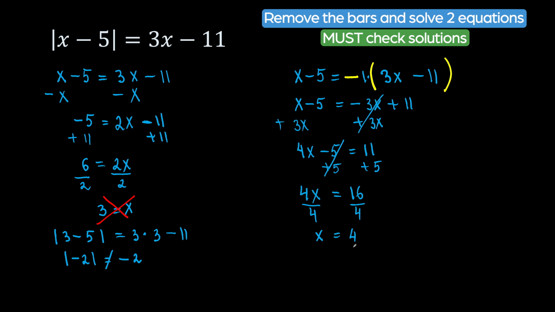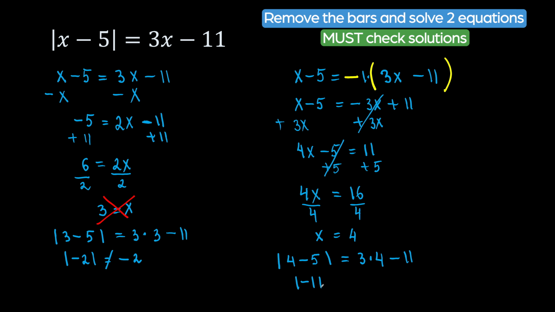So, now let's check to see if the right side is going to be a positive number and if x equals 4 checks out as a solution. So, let's plug in 4 for x. So, the absolute value, 4 minus 5, is equal to 3 times 4 is 12 minus 11. I like it. The right side is a positive number. So the absolute value of 4 minus 5, we have negative 1.